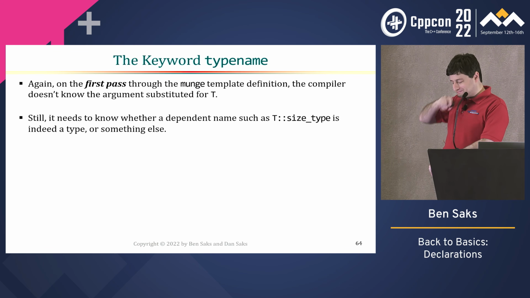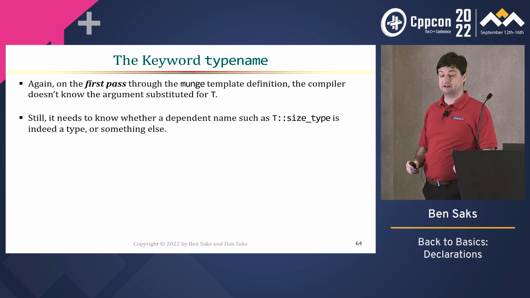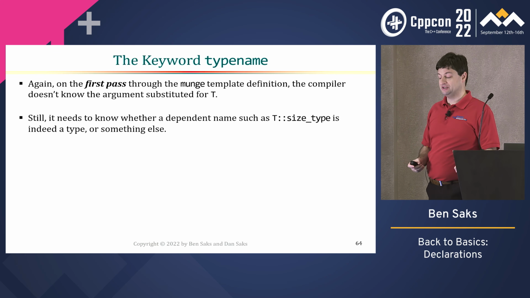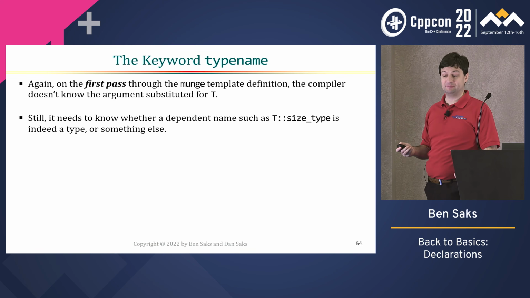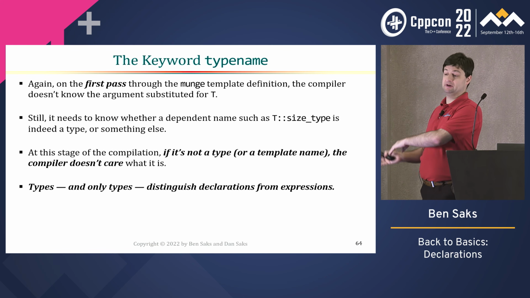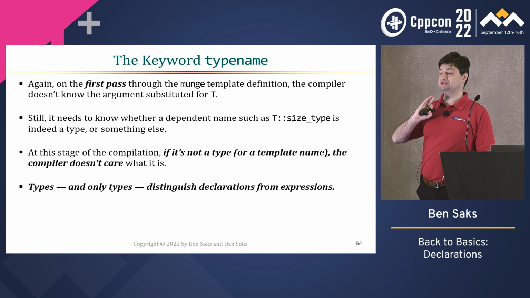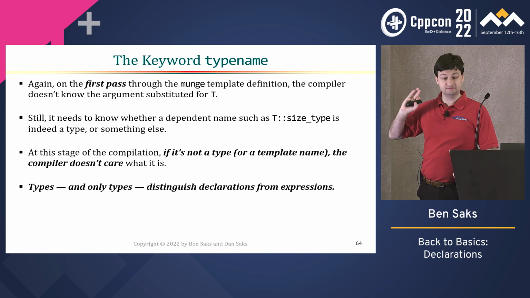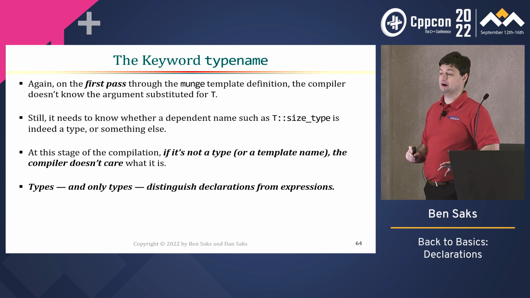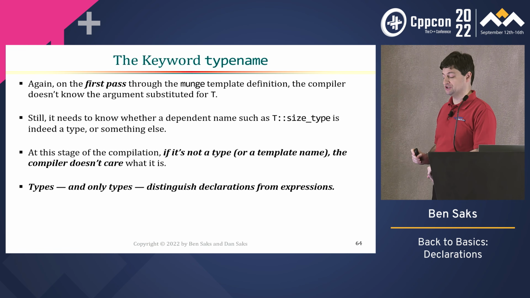So in order to make sense out of that munge function, the compiler needs to know whether something like t : size type is a type name or something else. And all that really matters is whether it's a type name or something else. If the compiler knows it's not a type name, then it'll figure out the rest of the details during the second phase of template translation.